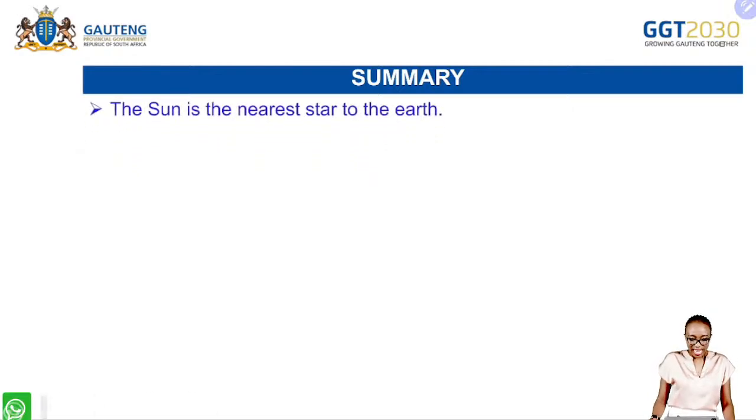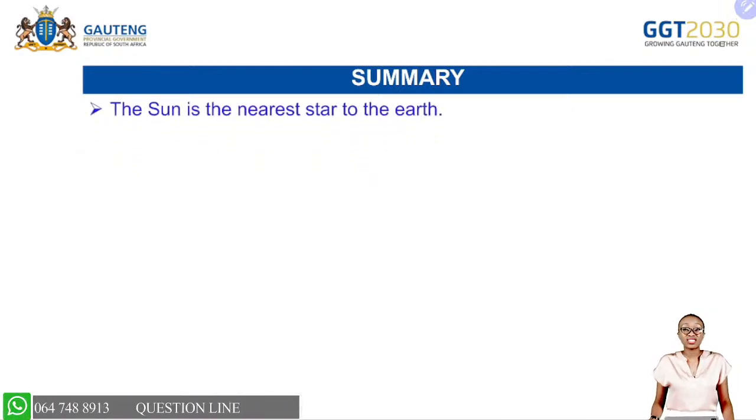So we learned that the sun is the nearest star to the earth. It's actually our source of solar energy. It provides us with the heat energy to keep our rivers liquid and to keep us warm as well. And it also provides us with light energy in order for us to sustain life.